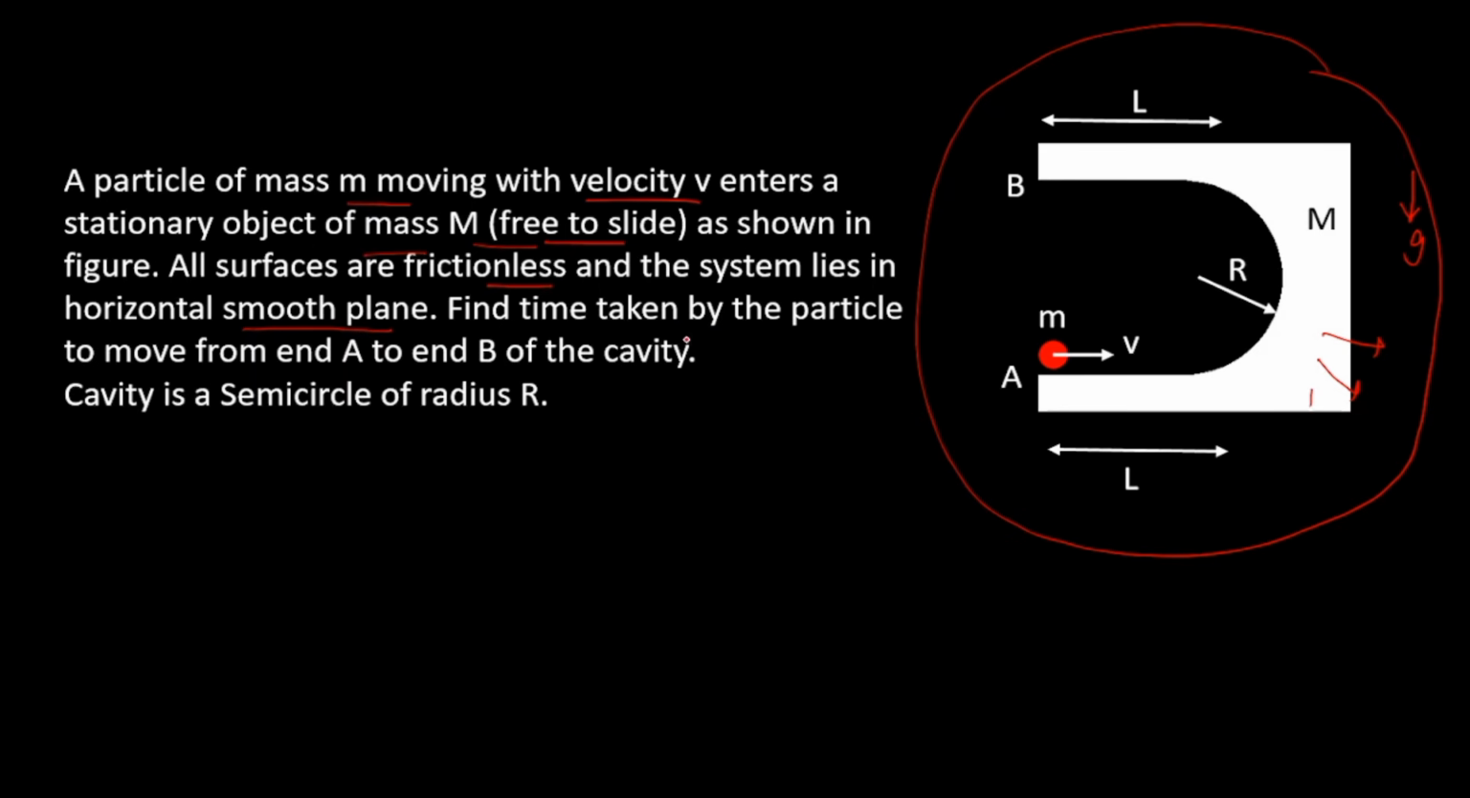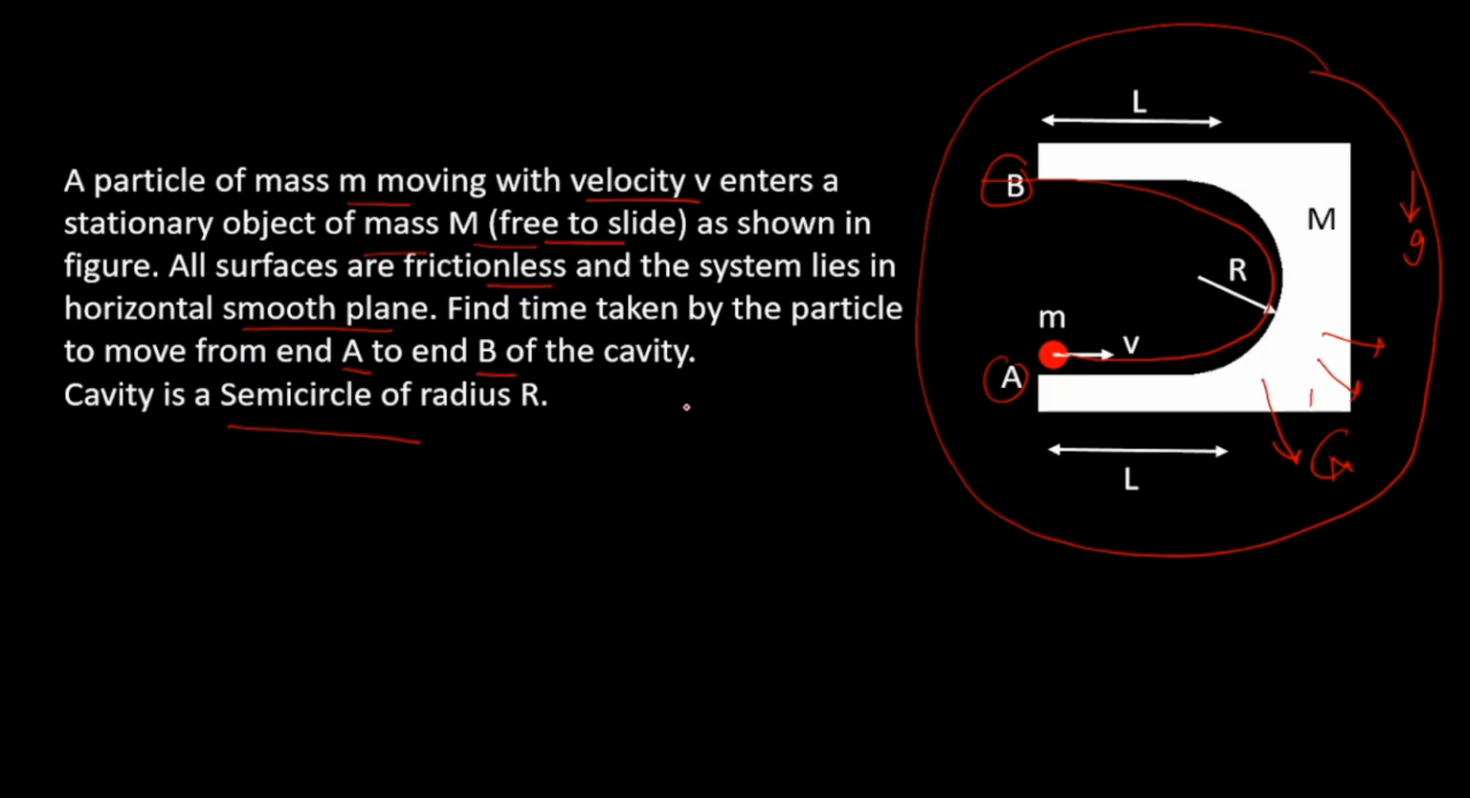So you have to find the time taken by the particle to reach from end A to end B. This is end A and this is end B. So this ball will travel from here to here, and it will come back. And during this time, this capital M is also sliding in some direction, or it is free to move in any direction. So let us see, the cavity radius is capital R.